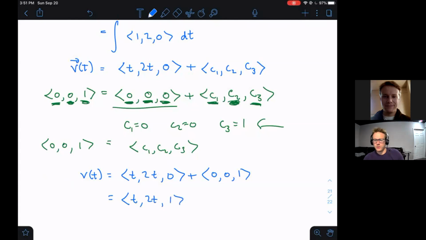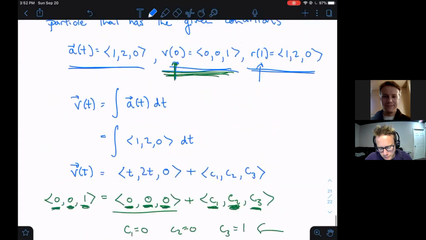And so you do need to know how to simplify these things. Remember, when you add vectors, you just add the components, right? So t plus 0 equals t. 2t plus 0 equals 2t, and 0 plus 1 gives me the 1. So that's where all that's coming from. I'm just adding the components together to add these vectors together, and that's going to be my final result.